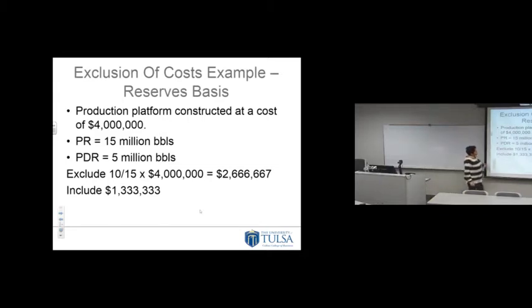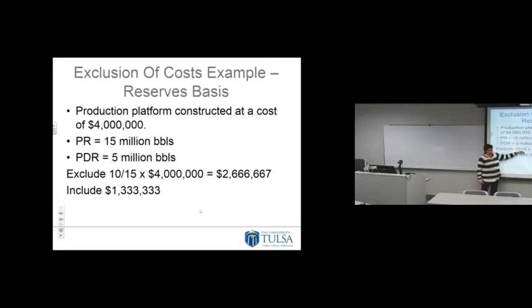So we've got the same production platform. We already constructed it. It cost $4 million. Our proved reserves are 15 million barrels. Out of those, we have proved developed reserves of 5 million. So that means we have 10 million in PUDs, right? If our proved reserves are 15 million barrels and our proved developed reserves are 5 million barrels, then our PUDs are 10 million barrels.